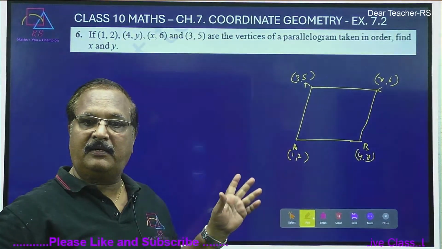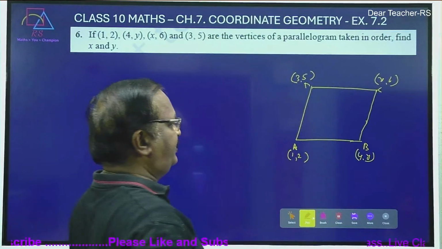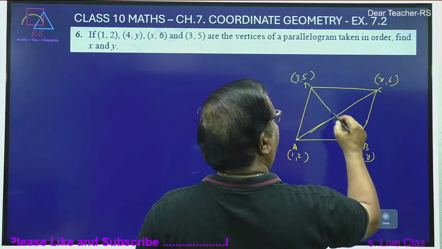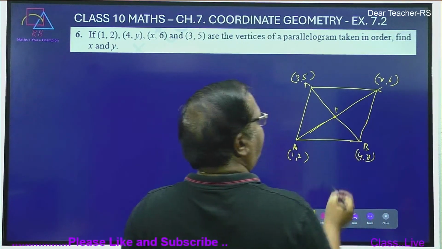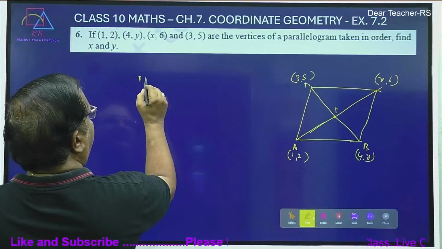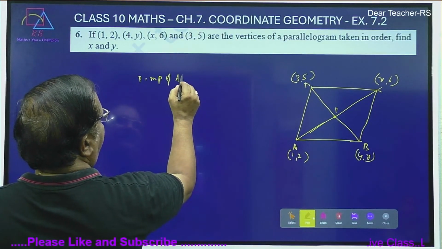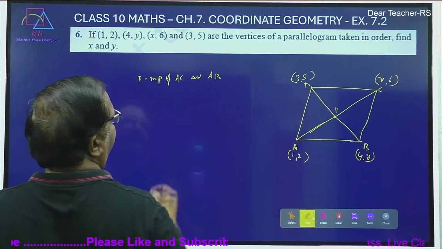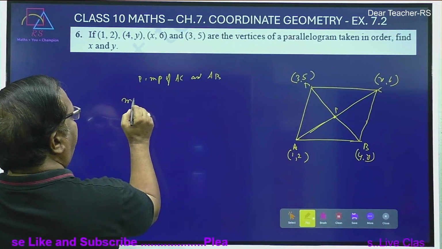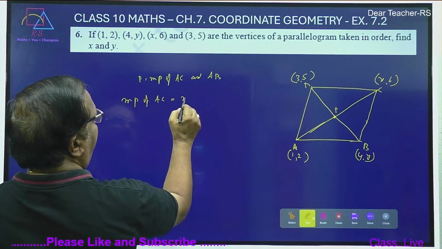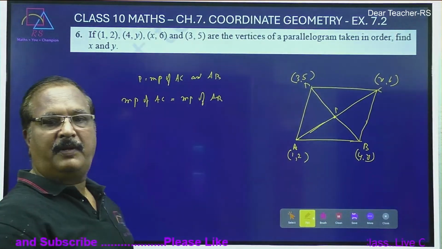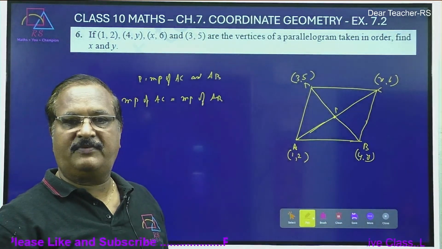Here, in a parallelogram, diagonals bisect each other. If you take both the diagonals, this P is the midpoint of both the diagonals. So P is the midpoint of AC and BD. That means the midpoint of AC is equal to the midpoint of BD. Let us write the midpoint formula: (x1 plus x2)/2, (y1 plus y2)/2.